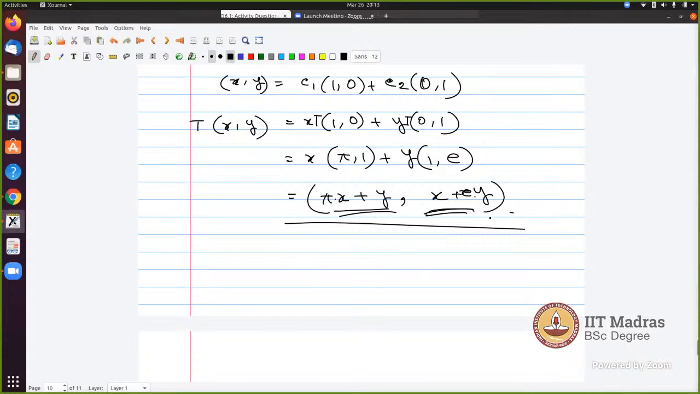Who is asking this? So this is a transformation, right? Yes, sir. I mean linear transformation. Pi x plus, the linear combination of x and y is there, so it's obviously a linear transformation. Yes, sir. Right? Okay.